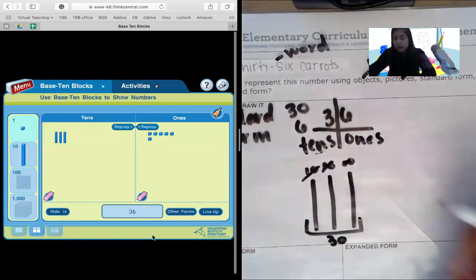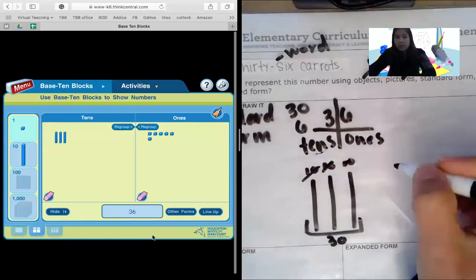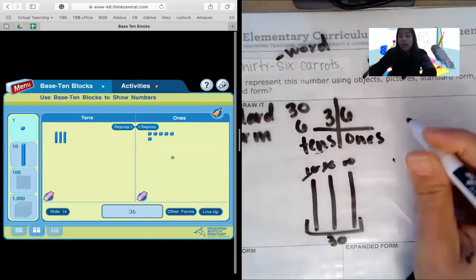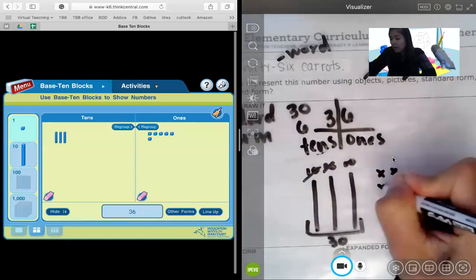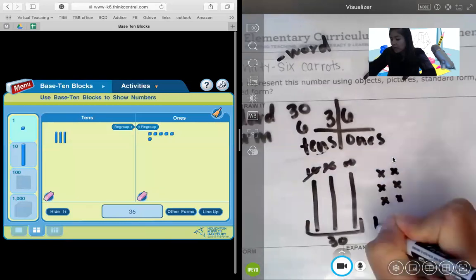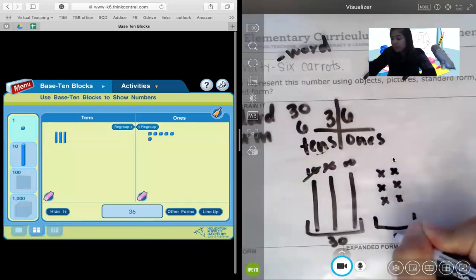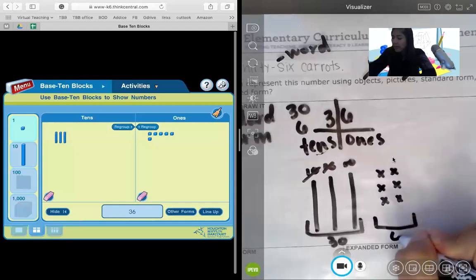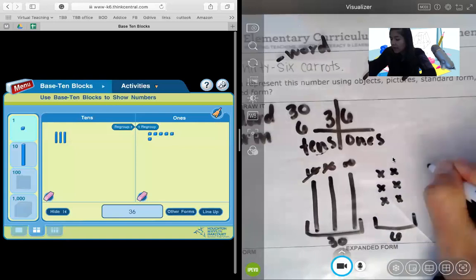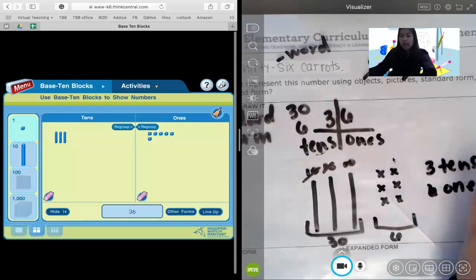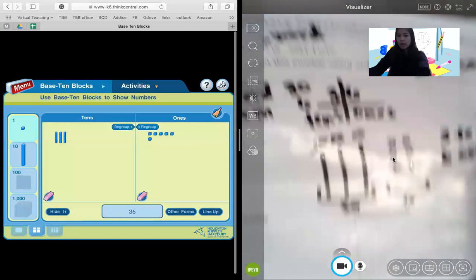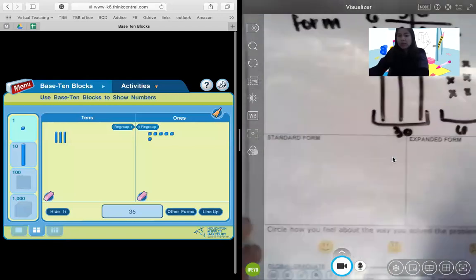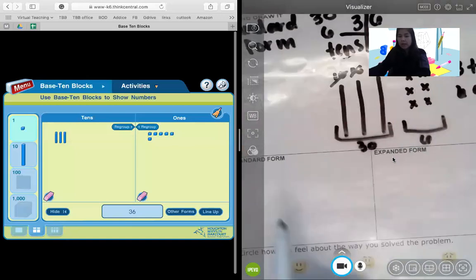And how many ones? 6. And remember, we represent the ones using an X. So now we have 1, 2, 3, 4, 5, 6. What is the value of 6 ones? 6. Okay, and I can write it here, 3 tens and 6 ones. Excellent. Now, in the bottom, it asks me to represent this number in standard form and expanded form.